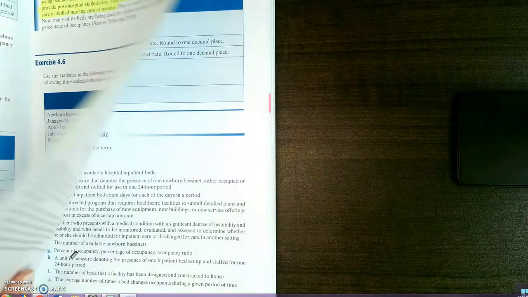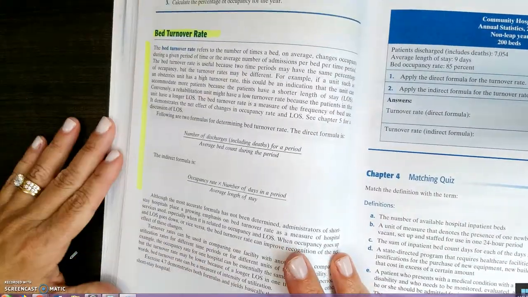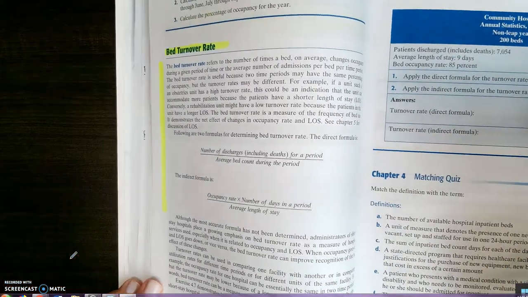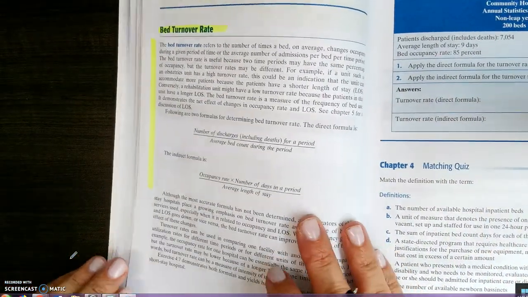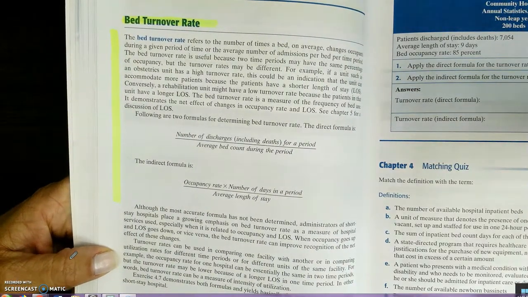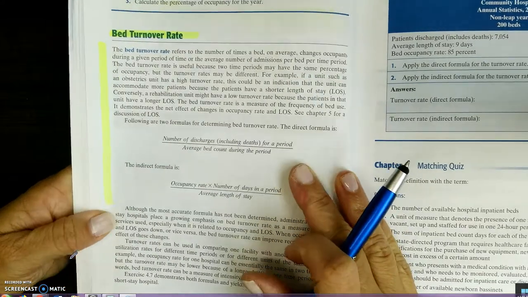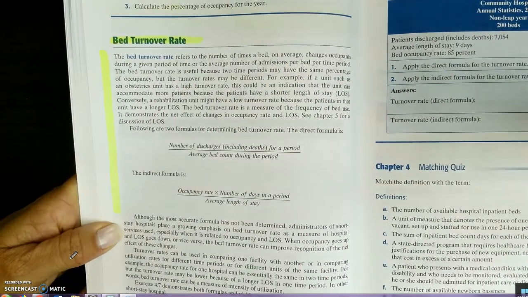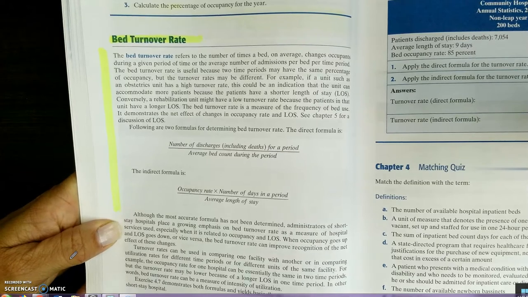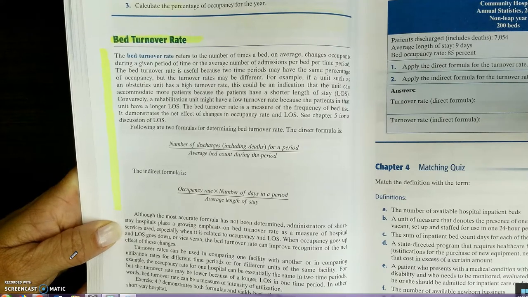Alrighty, move that out of the way. And let's talk about bed turnover rate, which if you read this in your textbook, you were probably like, what the heck is this? So the definition for bed turnover rate can be confusing. So it says bed turnover rate refers to the number of times a bed on average changes occupants during a given period of time, or the average number of admissions per bed per time period.